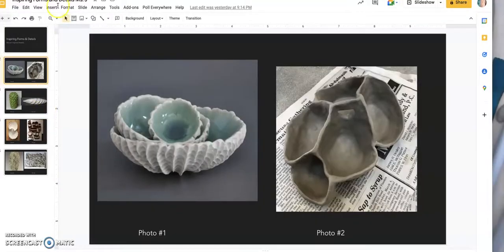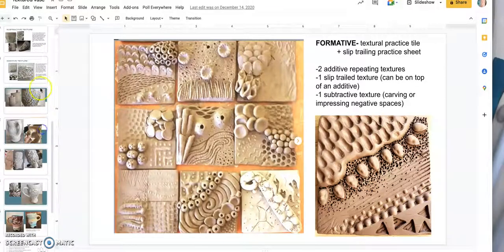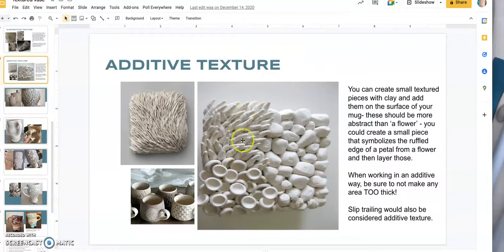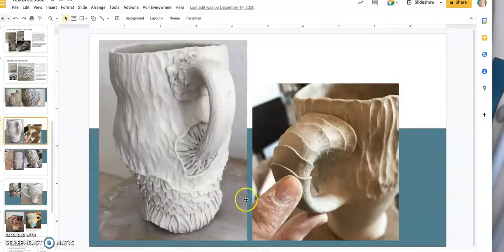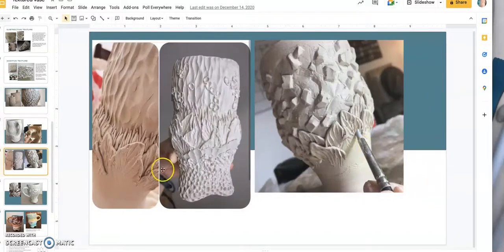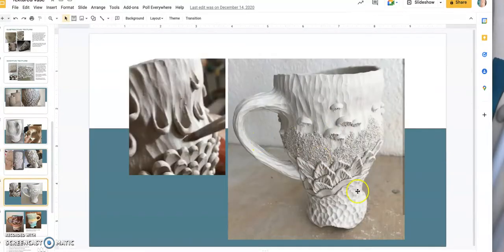So many possibilities for additive textures. This would be considered additive, right? All these forms here. Look how this person made these little spheres. This is completely additive as well. There's some more additives. So it is a lot of scoring and slipping. But again, this is your chance. Ooh, I love this. I love the contrast here of the textures. This is a chance for you to see, is this what I want to do for my sculpture? Is that what I want to do?